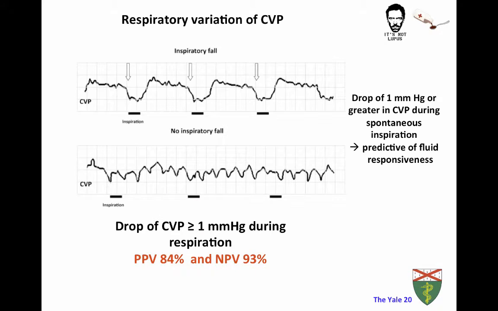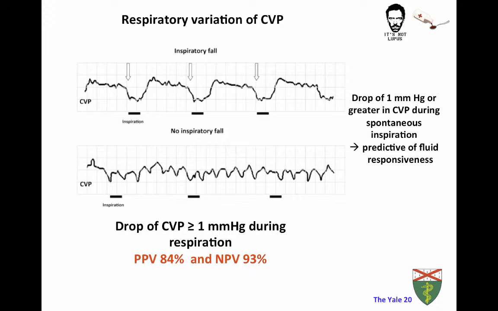If the patient is normal or hypovolemic, there should not be any associated increase in the IVC diameter. In the case of spontaneously breathing patients, or those who are intubated but on a ventilation mode that allows them to initiate a breath, a drop of 1 millimeter of mercury or greater seen during inspiration also correlates with fluid responsiveness, with a positive predictive value of 84% and a negative predictive value of 93%.